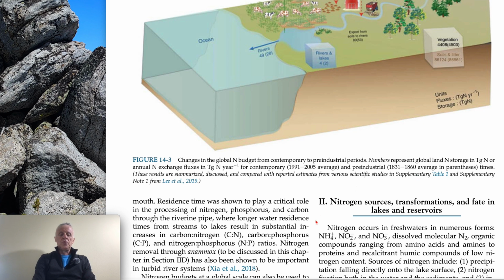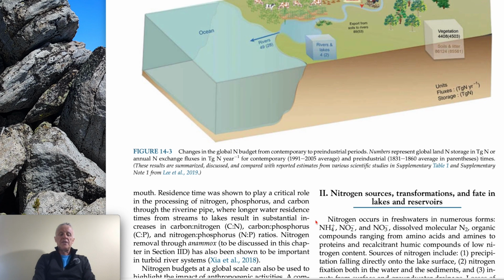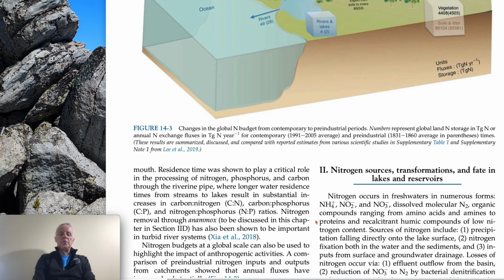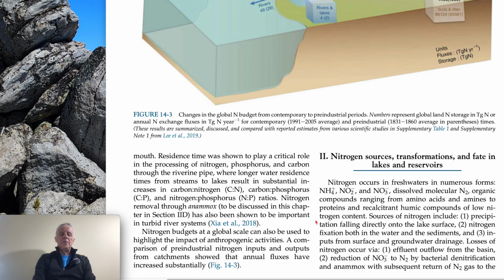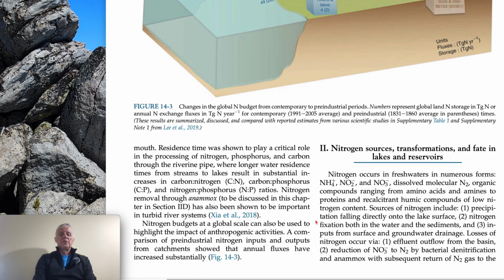Residence time was shown to play a critical role in the processing of nitrogen, phosphorus, and carbon through the riverine pipe, where longer water residence times from streams to lakes result in substantial increases in the carbon-nitrogen, carbon-phosphorus, and nitrogen-phosphorus ratios.